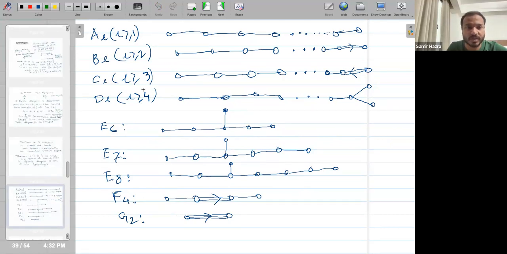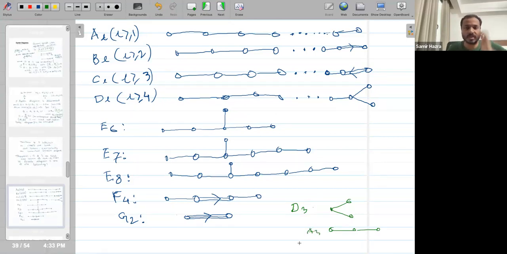For example, we are removing D3, right? So DL with L bigger than or equal to 4 means we are removing D3. So we don't want D3. So what is D3? If we want to draw it, this L is the number of nodes, right? So D3 means this, and this. But this is the same as this, which is A3. So D3 is nothing but A3.